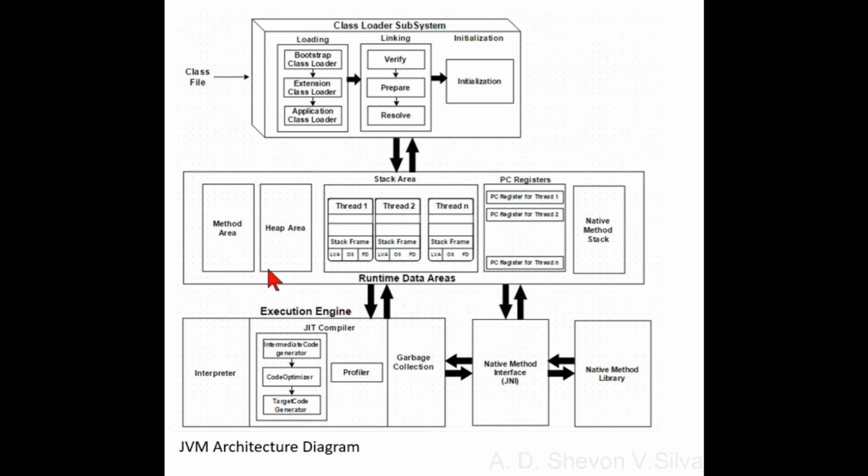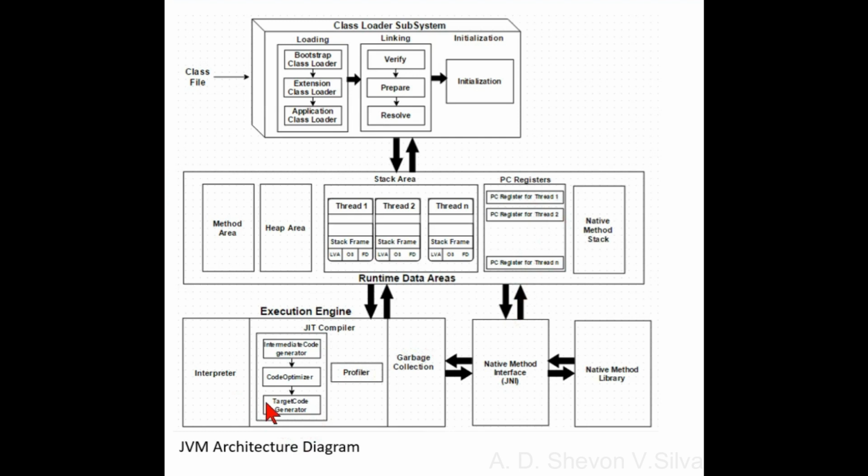Method area, heap area, stack area, PC registers, and native method stacks are in the runtime data areas. Threads are in the stack area. In a thread, stack frame, LVA, OS, and FD frame data are there. PC register for thread 1, PC register for thread 2, and PC register for thread N, and they are in PC registers.